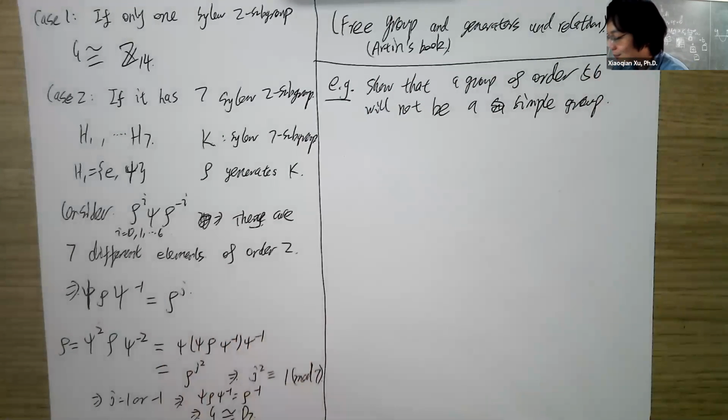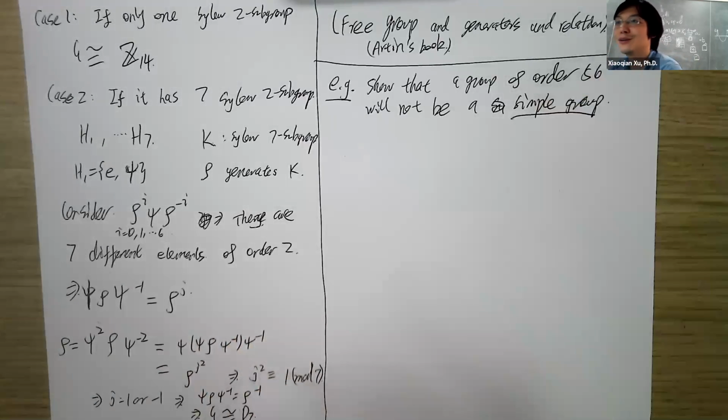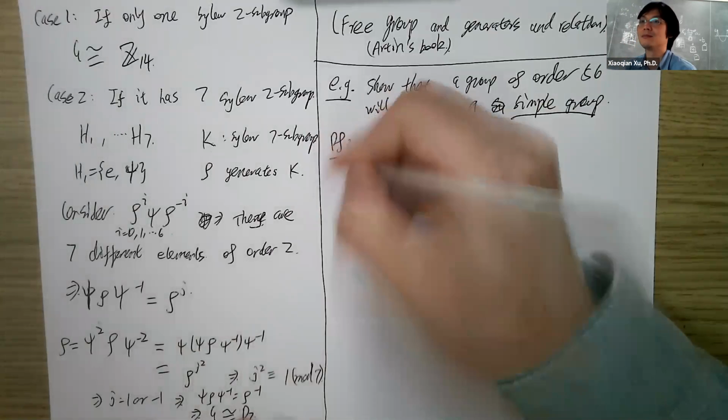So simple group, I hope you still remember the meaning of simple group. It means you do not have a proper normal subgroup. You do not have a normal subgroup that is not the whole group, not E. Okay? How can we prove it?